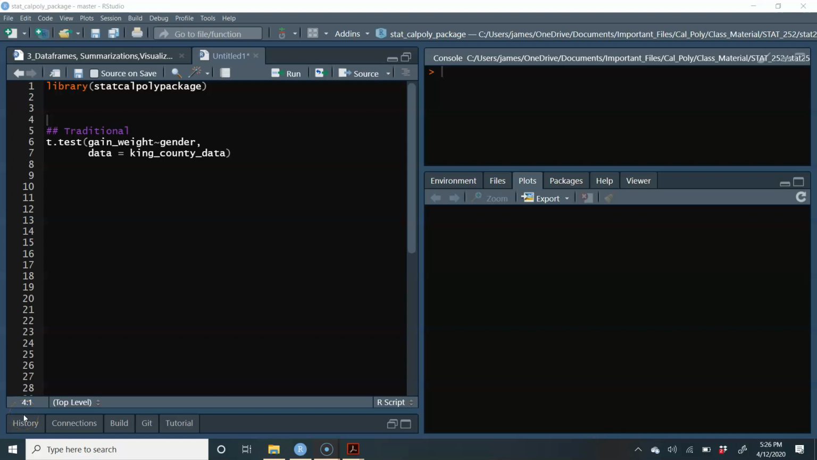So now that we are done with the summarization and visualizations, we can start talking about doing the hypothesis test as well as confidence intervals within R. What's nice is, again, you have to always run the stat poly package. Great, cool. It's not as bad as installing it. However, in terms of running a t-test, a two independent sample mean t-test, use this t.test function.